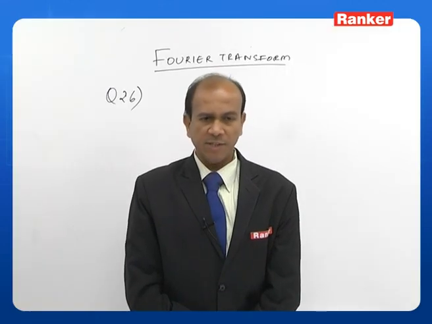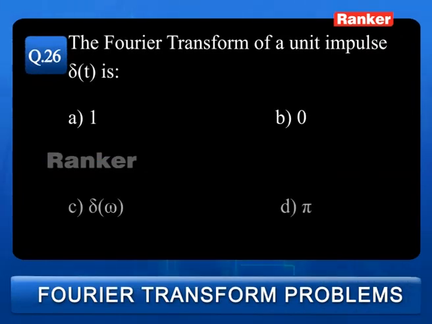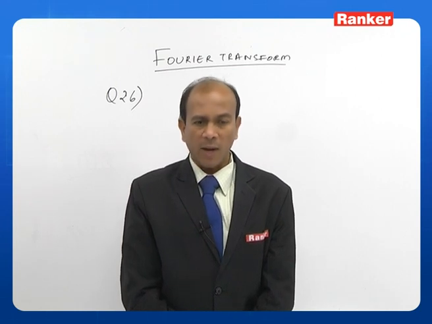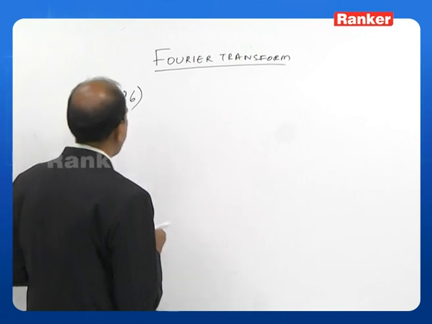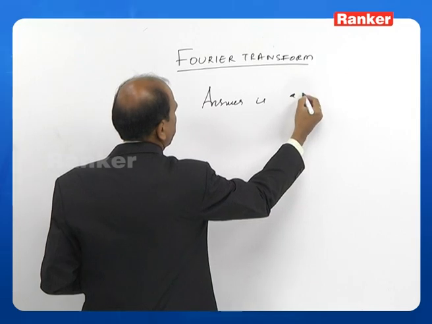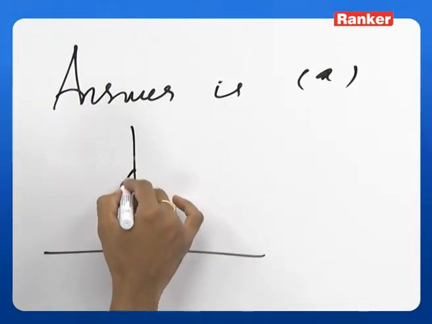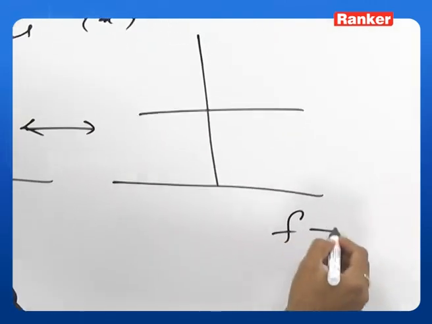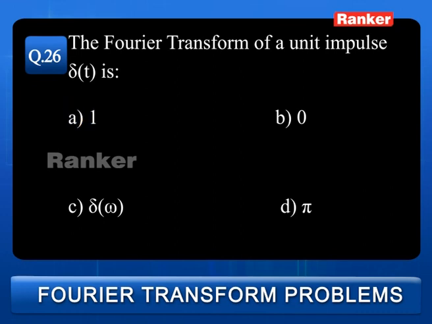The next question, 26th question. The Fourier transform of a unit impulse function delta of t is A. 1, B. 0, C. delta of omega, D. pi. The answer is A, that is the Fourier transform of a unit impulse function is 1. That means you have a delta function here. If I take its Fourier transform, I will get an answer like this. This is the frequency domain. So the answer is A, which is 1.